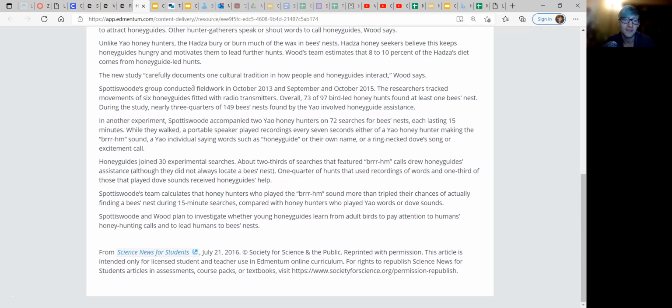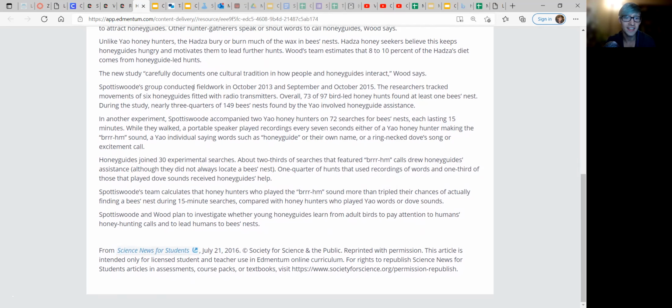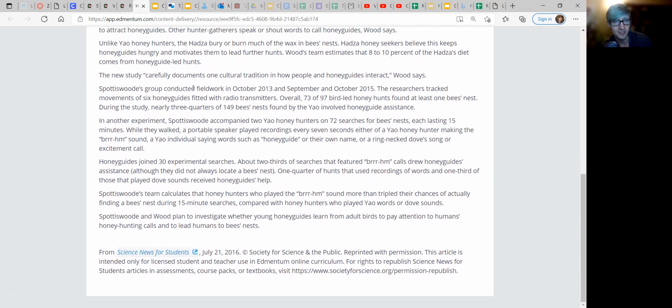In another experiment, Spottiswoode accompanied 2 Yao honey hunters on 72 searches for bees' nests, each lasting 15 minutes. While they walked, a portable speaker played recordings every 7 seconds, either of a Yao honey hunter making the Brrr-Hm sound, a Yao individual saying words such as "honeyguide" or their own name, or a ring-necked dove song or excitement call. Honeyguides joined 30 experimental searches.